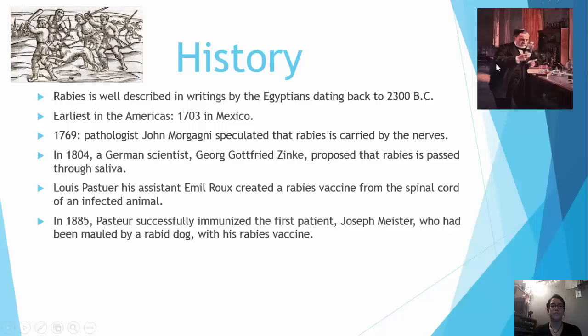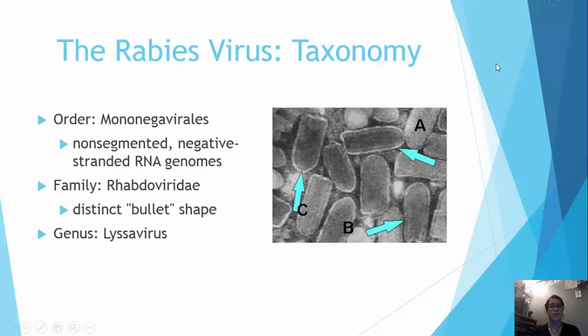A little bit of taxonomy of the rabies virus. It's in the order Mononegavirales, the non-segmented negative-stranded RNA genomes. It's in the family Rhabdoviridae, where they have distinct bullet-shaped viruses, and in the genus Lyssavirus.